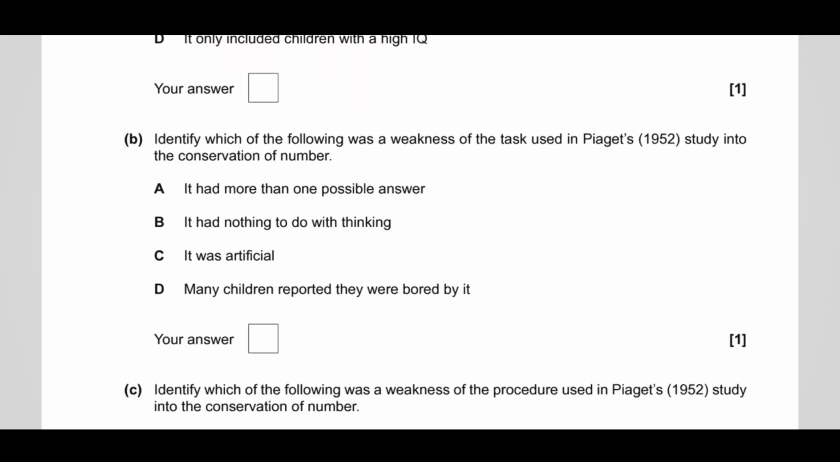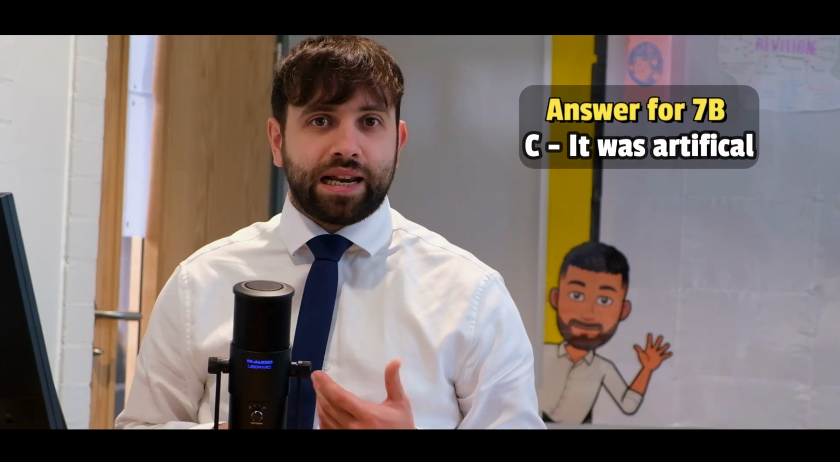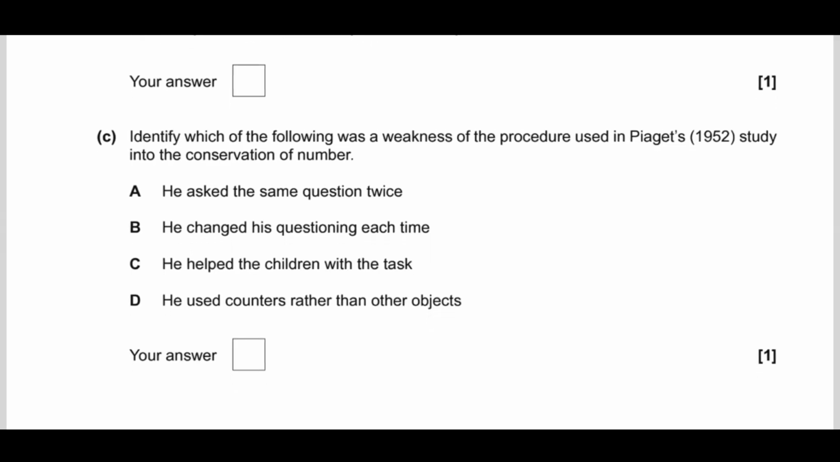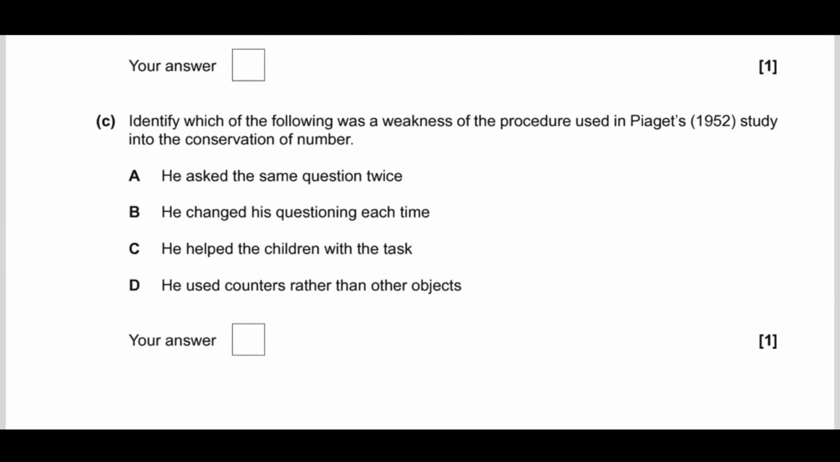And so if we move on to B, identify which of the following is a weakness of the task used in Piaget's study. Well, it was a very artificial task, wasn't it? If we think about it, moving counters across and knowing which one had more counters is going to be a real weakness of the study. It's not a very realistic situation for people to be in. And finally, if we get on to C, identify which of the following was a weakness of the procedure in the study. Well, he did ask the same question twice. Again, though, if we were to look at the other ones, he helped the children with the task. He didn't help the children, so we can cross that one out.